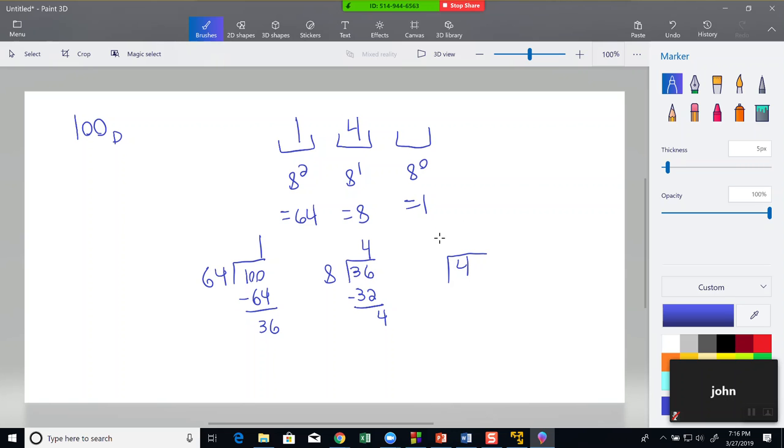Then my next number that's less than or equal to this is the 1. 1 goes into 4 four times. 4 times 1 is 4. Subtract that, and we get 0. You should always go to 0 at the very end, if not before that. So then this 4 goes here. So 100 in base 10 is equal to 144 in base 8, or octal.